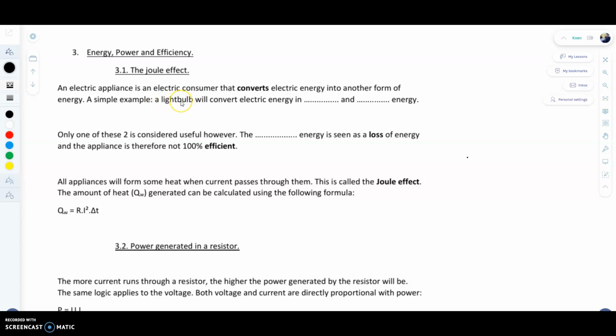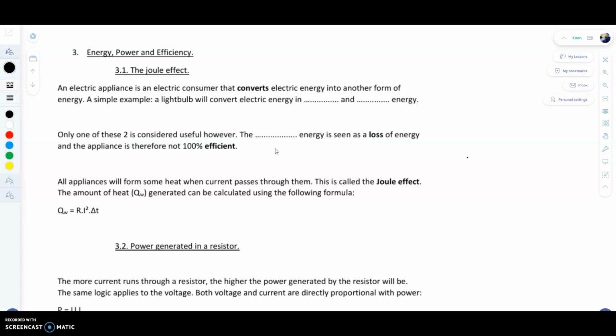For example, if you take a light bulb as a very simple example, it will convert electric energy into both light energy and heat, essentially. Only one of these is considered useful in this case. There's nobody who comes home and goes, "Oh, it's a bit cold inside, let me just turn the lights on." While there's nothing wrong with that line of reasoning, it's not what the device is meant to do. You can use electric heating, there's nothing wrong with it, but that would be the actual use of it. In this case, the heat energy is seen as loss of energy, and therefore your appliance is not 100% efficient.